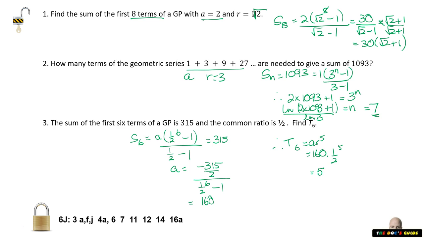So these ones are out of 6J, but more importantly, what are the key concepts to remember in our sum of a GP?